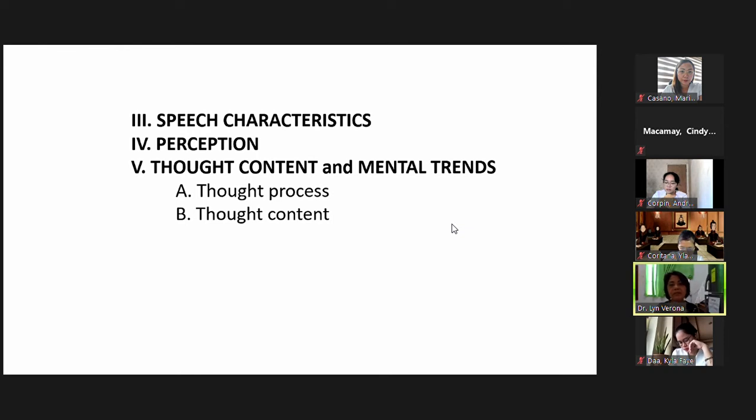An example, as I've said, of thought content is delusion. Another thought content is preoccupation. So whenever you ask the patient, he is always sexually preoccupied. That is a thought content. Thought process is looseness of association. That is an example. What else? Word salad. That is another thought process.